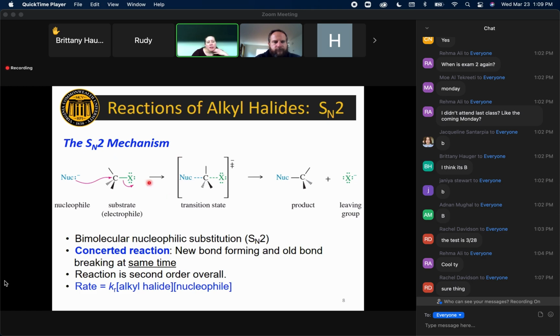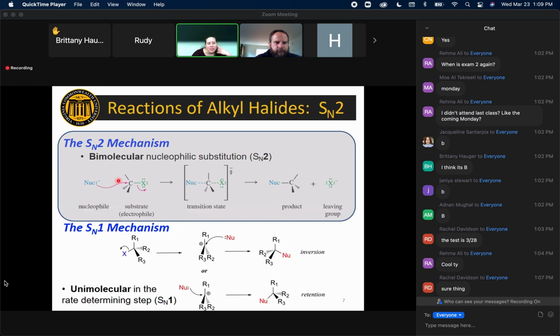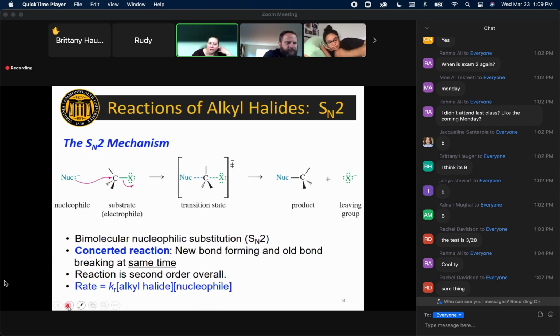So here is the mechanism. I should say that I swapped out, and you guys might notice, I swapped out on the slides on Monday. This was a specific example with a specific nucleophile and a specific substrate. I wanted to make it more generic to help everybody kind of see things a little bit easier. So I changed it up and I've put the generic form of this reaction here. All right, so here it is again.